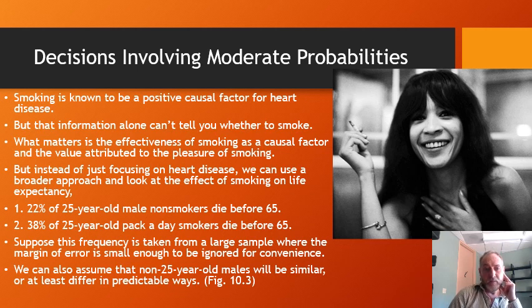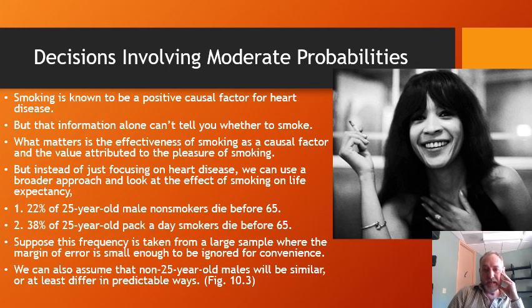So we have this information: 22% of 25-year-old male non-smokers will die before 65. 38% of 25-year-old pack-a-day smokers will die before 65. So it seems like the probability of death before 65 increases with smoking. Let's suppose that this relative frequency is taken from a large sample and we can effectively ignore margin of error. Let's also assume that non-25-year-old males will be effectively similar, right?